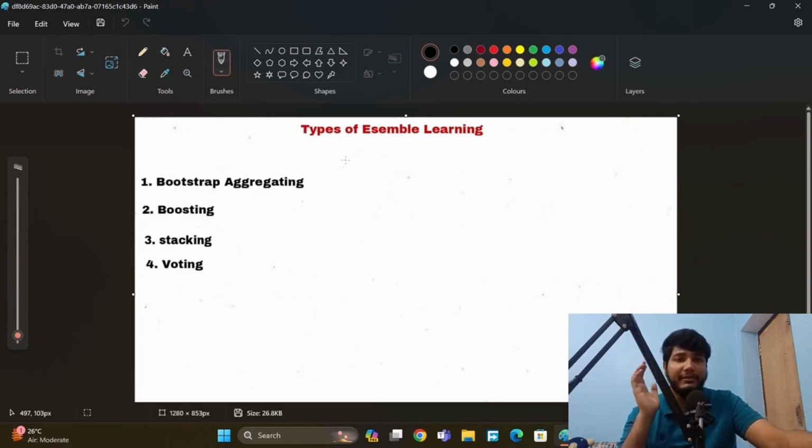And there are types of Ensemble learning. For example, bootstrap aggregating, boosting, stacking, voting. And we will look at each of them in another video, okay? So this is what Ensemble learning is and how it works, okay?